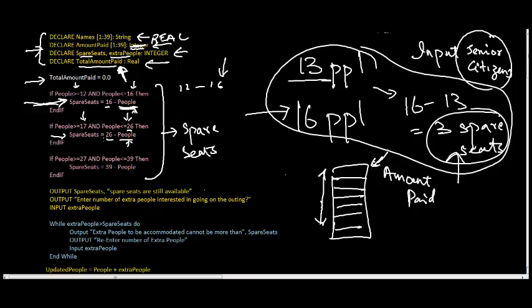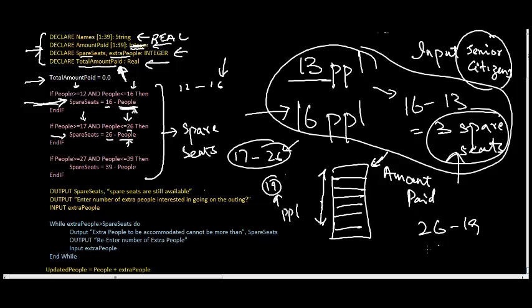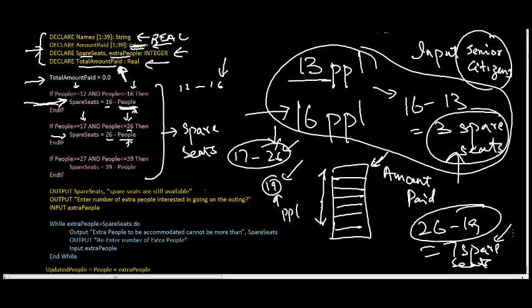What if the number of people is between 17 and 26? Between 17 and 26 people could be, say, 19 people ready to go on the trip, whereas the maximum capacity is 26. So 26 minus 19 would be 7 spare seats. So far only 19 people have agreed to go, which means 26 minus 19, we have 7 spare seats, and that is exactly what we are doing here. We are calculating the spare seats.